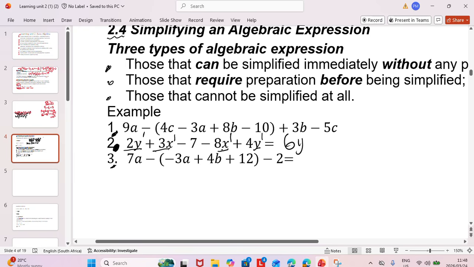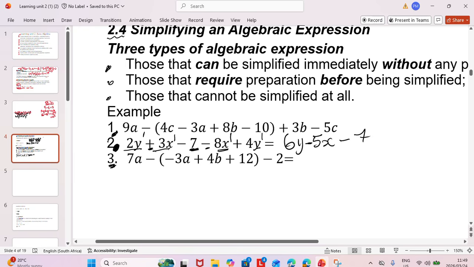Plus 3x minus 8x. What are we going to do? The signs are not the same. We are going to subtract. You have a positive and a negative. So it will be 8 minus 3. The answer is 5x. And then which sign are we going to take? Going to take the sign of a bigger number, minus 8. After that, we only have one numerical value, minus 7. You are done simplifying the algebraic expression. So number 2 can easily be simplified without preparing.